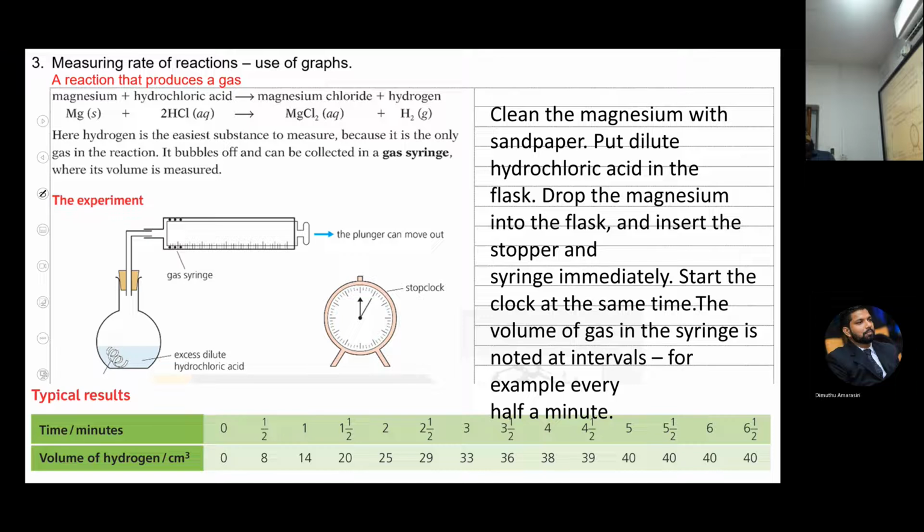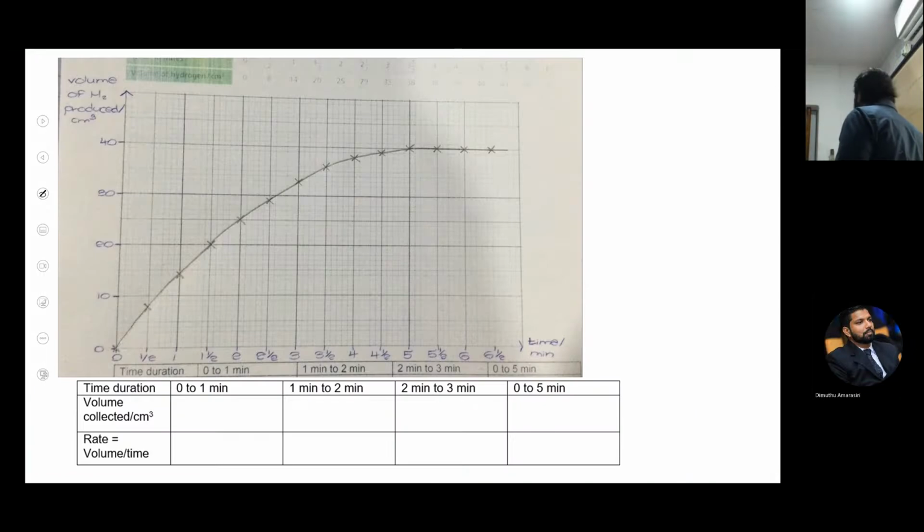Right? And then put the dilute hydrochloric acid into the flask, drop the magnesium, insert the stopper quickly and set the syringe immediately and start the clock. Right? Same time, you have to measure the volume. Now this is a proper practical. We are not just going to measure the volume at the end. Rather, we measure the volume every half a minute. So what you're going to do, you're going to write down the procedure, and you're going to plot it. See whether you get a plot like this.